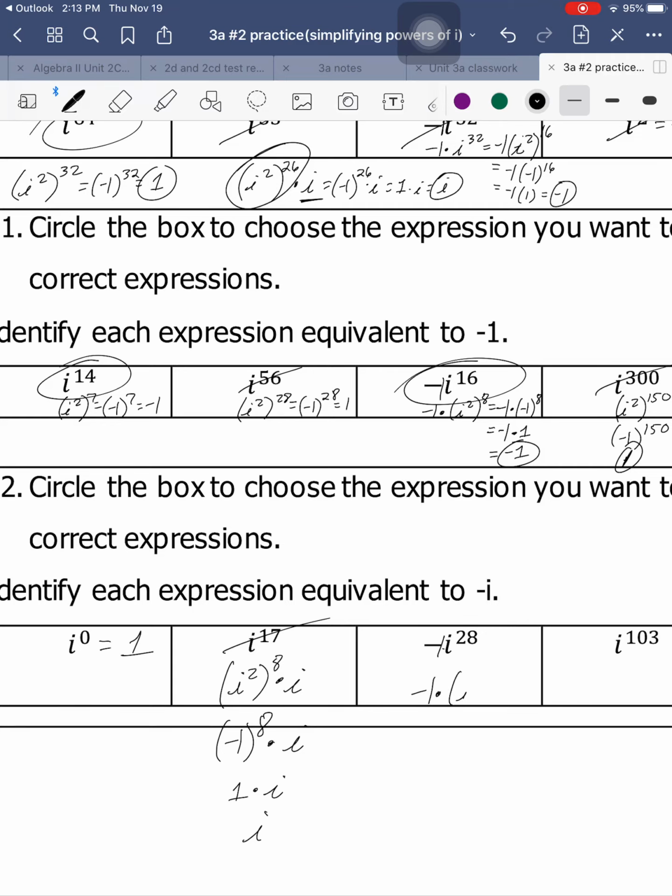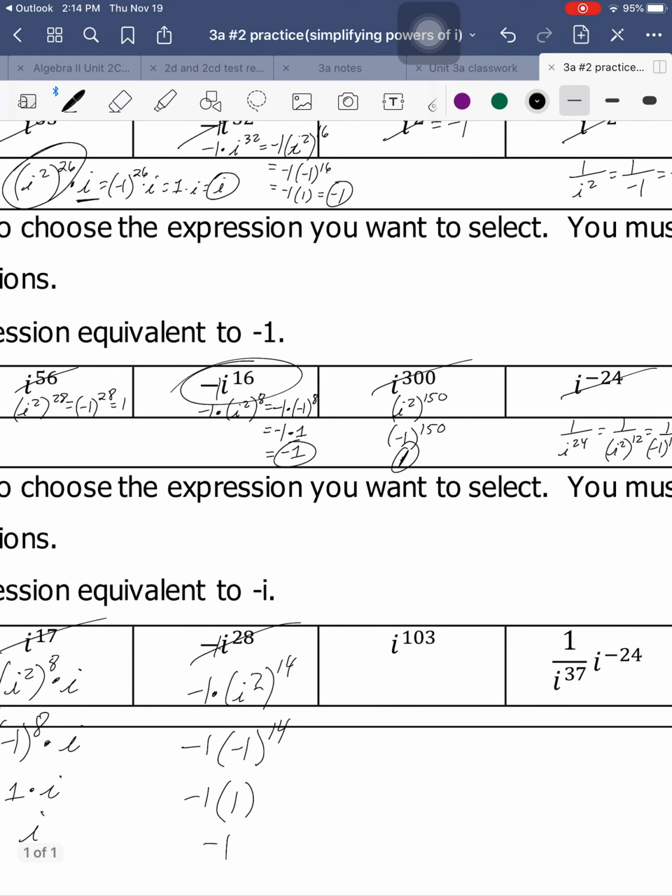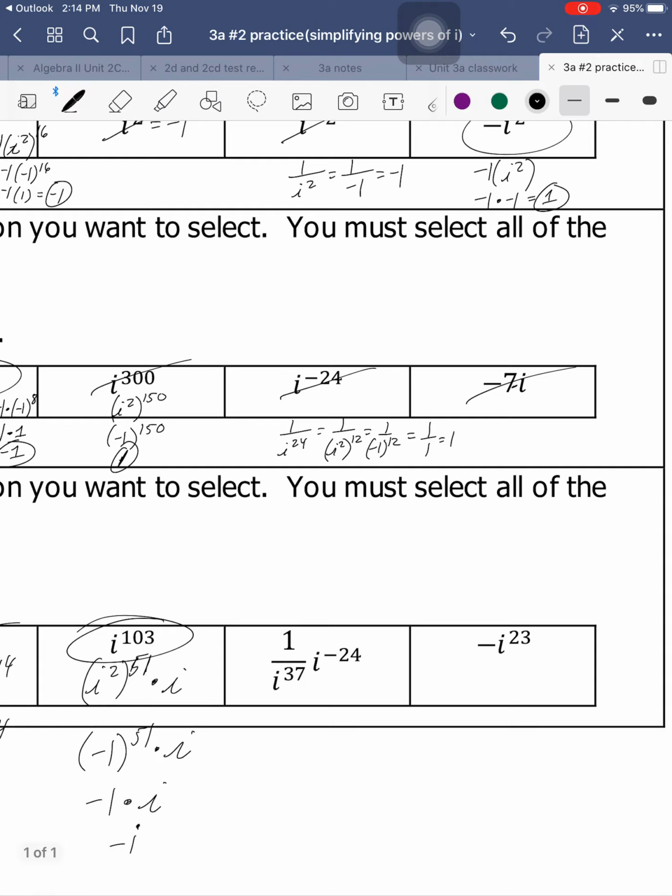Negative 1 times i squared. Oh, that's ugly. To the 14th. Negative 1 to the 14th. You can already see this is not going to be equivalent to i because there's no i's left. Negative 1. Not working. i squared to the 1. Nope. 51. Yep. That's 102. We need 1 more i for 103. i squared is negative 1 to the 51st times i. This is looking pretty good. Negative 1 to the 51st is negative 1 times i is negative i. Cool. That's an answer.